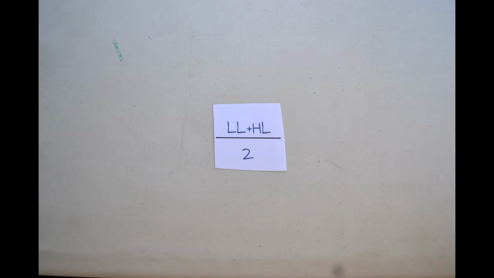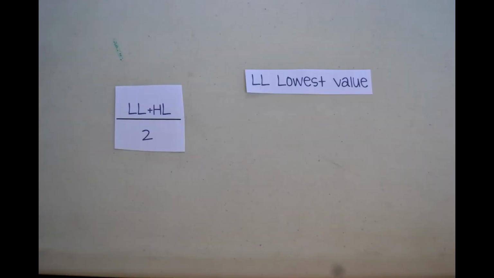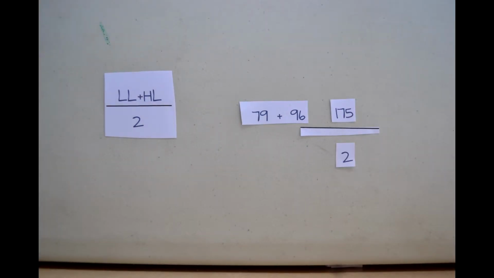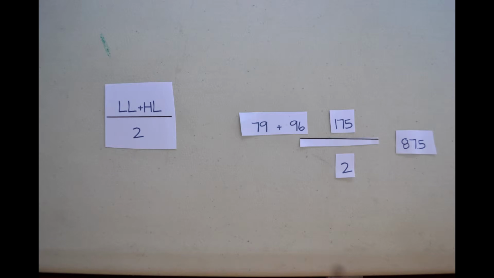The formula we are going to use is LL plus HL divided by 2. LL is the lowest value and HL is the highest value in a class interval. 79 plus 96 is 175. Divide it by 2 and you will get 87.5. 87.5 can be found in the class boundary. Now that we know the quartile class, we can now determine the quartiles given.